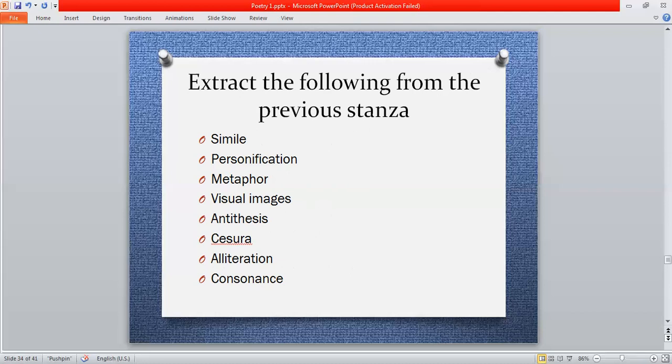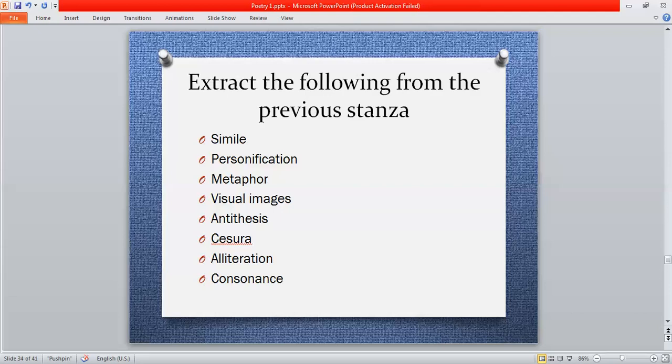Then you extract بتستخرج personification تشخيص or comparing a non-human to a human. The third is to extract a metaphor, the opposite of personification, comparing to non-human. Visual images, images which appeal to the sense of sight. So you have to search for words denoting colors, denoting light, denoting concrete objects.